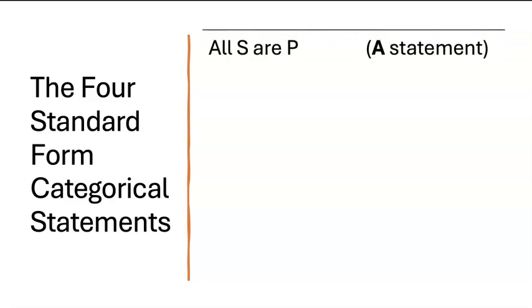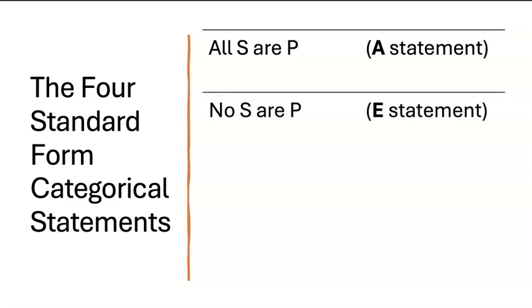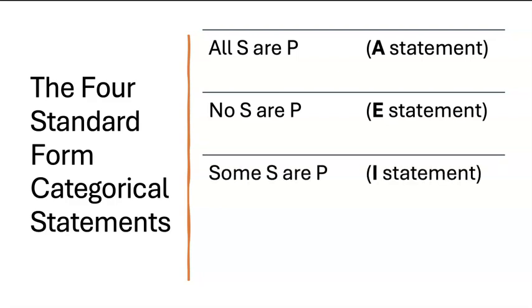So, all S are P. All of the subject category are members of the predicate category. We call it the A statement. Next we have the E statement, which says no S are P. None of the members of the subject category are members of the predicate category. That's the E statement.